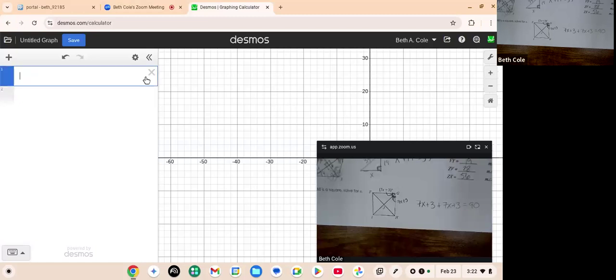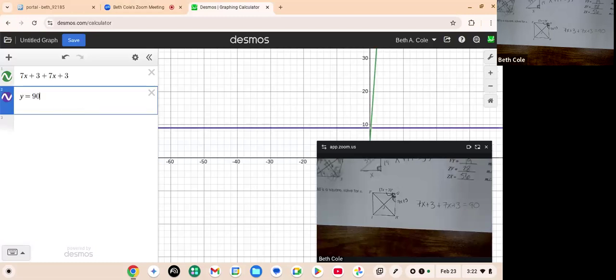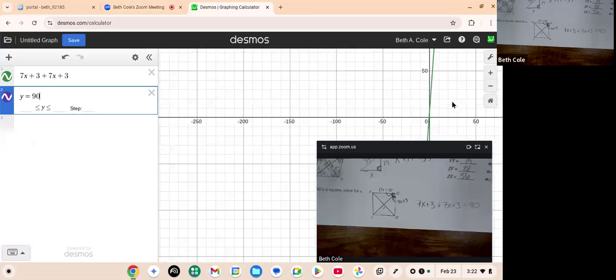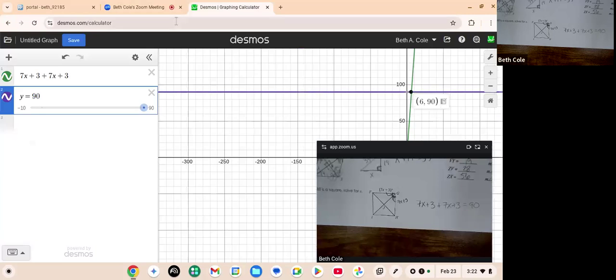And then in the second one, I'm going to put, say it faster than I can write it, y equals 90. I need to zoom out until I get up to 90. And let's see, I got 6.